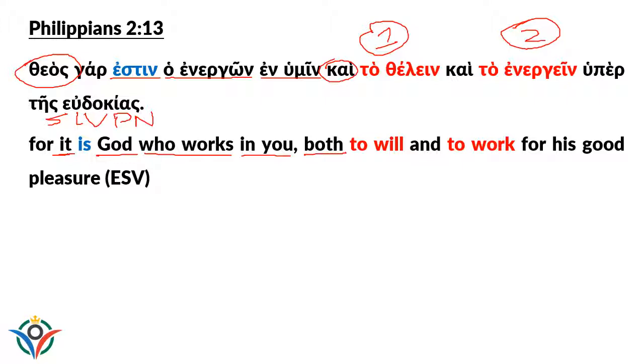And what I want to draw your attention to is the fact that they are both accompanied by Greek articles, to, and they are both in the accusative case. So this gives us a clue and shows us that these infinitives are functioning substantively as a direct object in this verse.